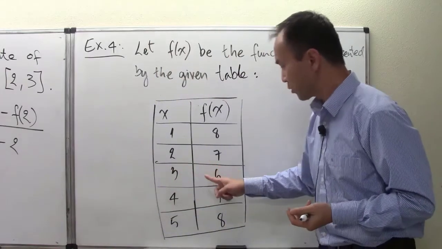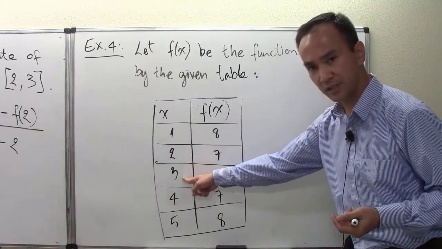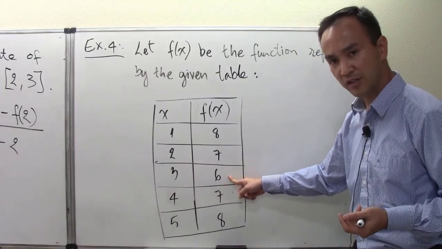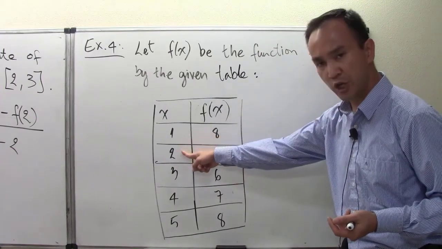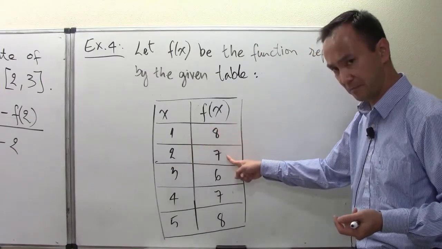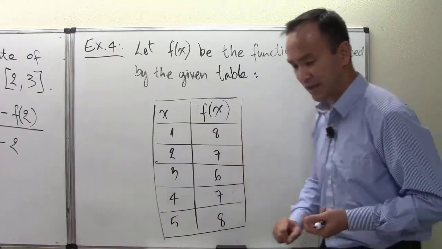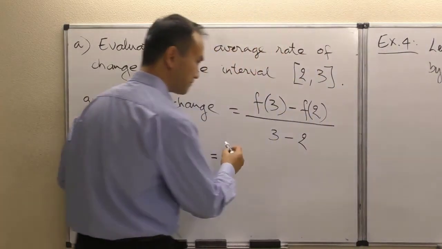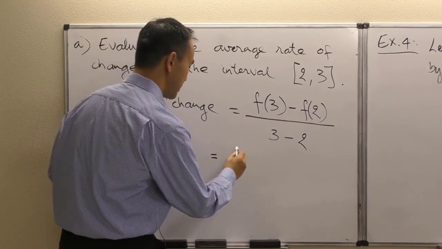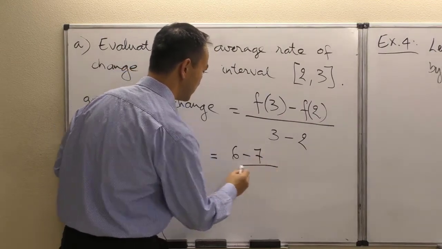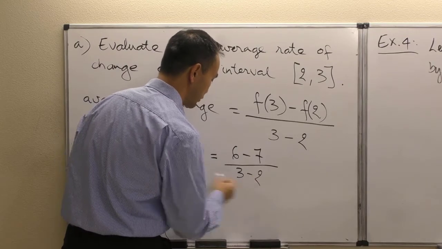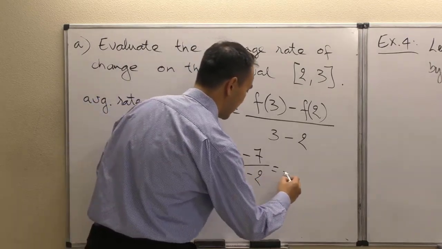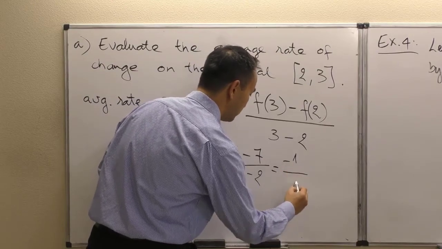Okay, so back to the table itself. When x equals 3, this is the final value, and our final output is 6. But when x equals 2, our output is 7. Okay, so in that way, I'm looking at 6 minus 7 divided by 3 minus 2. All right, and so now I'm looking at a negative 1 over 1.